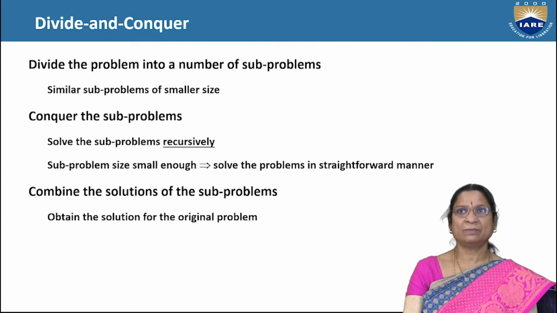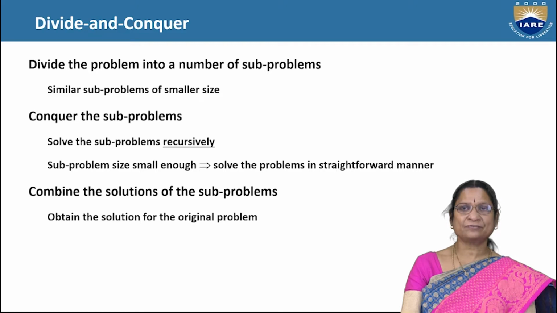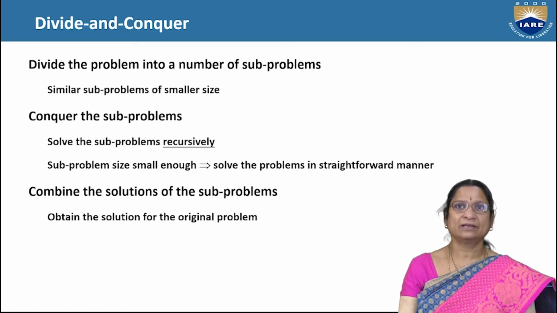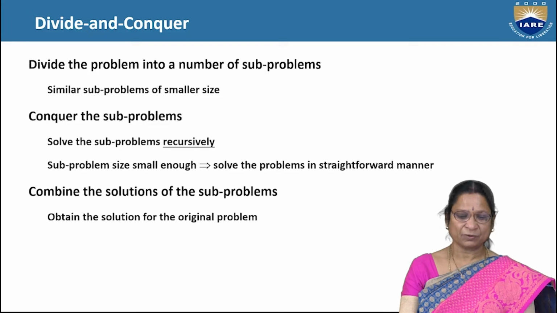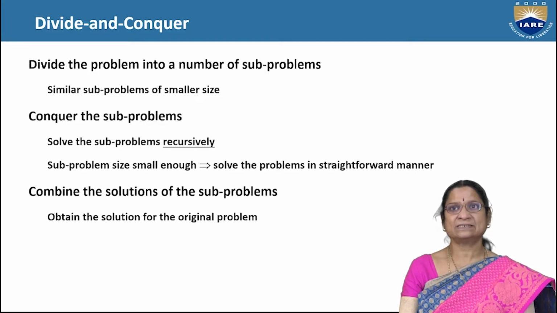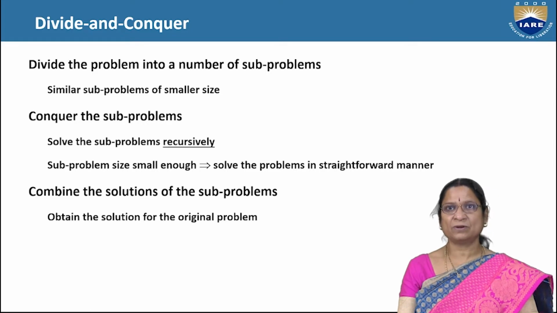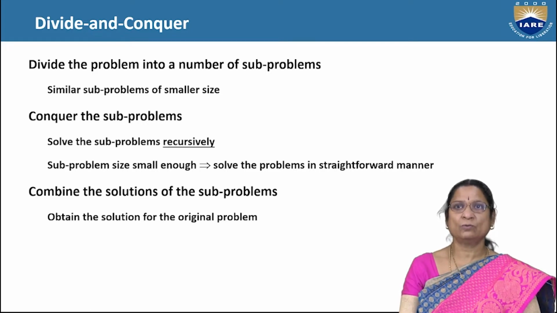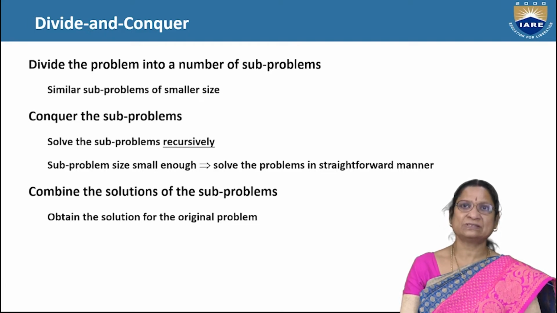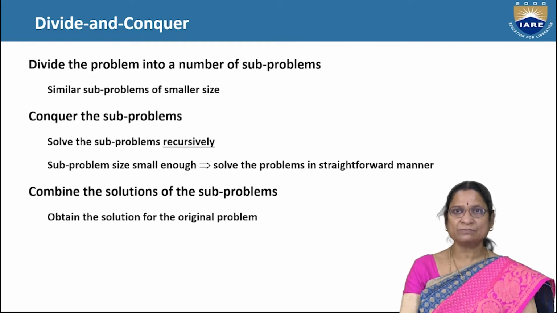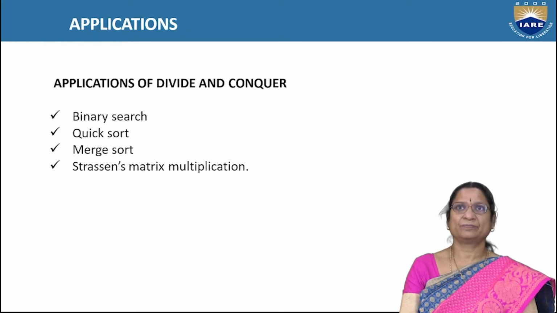Divide the problem into a number of similar subproblems of smaller size, which can be solved independently. Conquer the subproblems, that is, solve the subproblems recursively, and when the subproblem size is small enough, the problem is straightforwardly solvable. And combine the solutions of the subproblems to obtain the solution for the original problem. Each subproblem is solved independently, and these solutions are combined together so that the original problem's solution can be obtained.